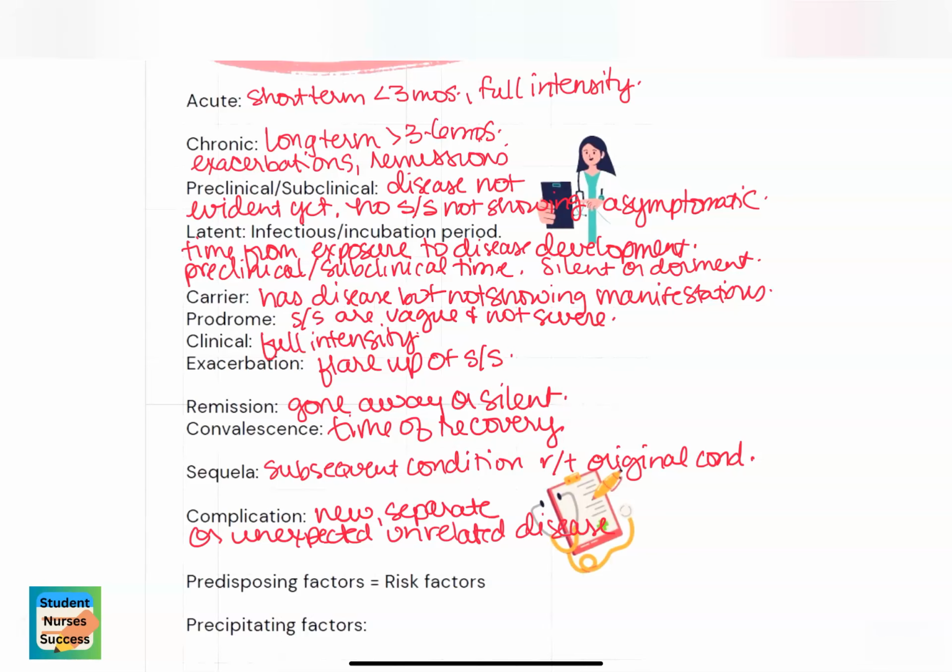Now we know there are predisposing factors, which are like risk factors. That means they may contribute to development of disease. And then we know precipitating factors do cause the disease or contribute to the disease.